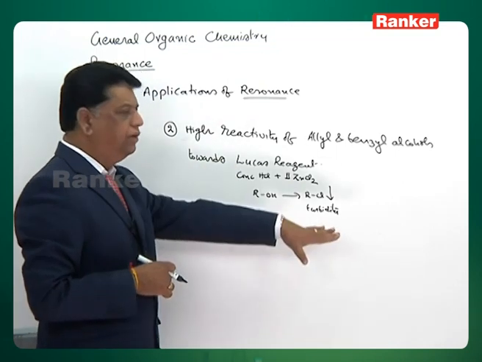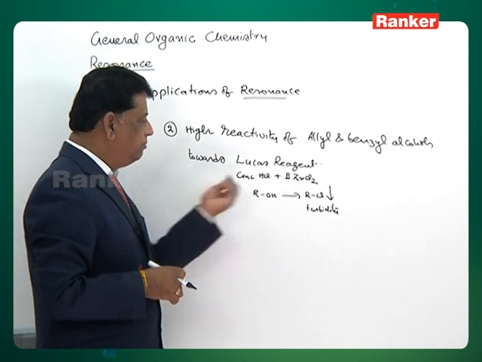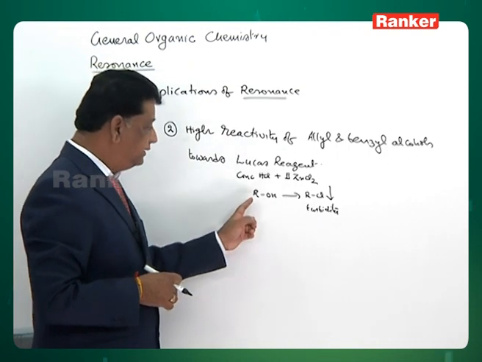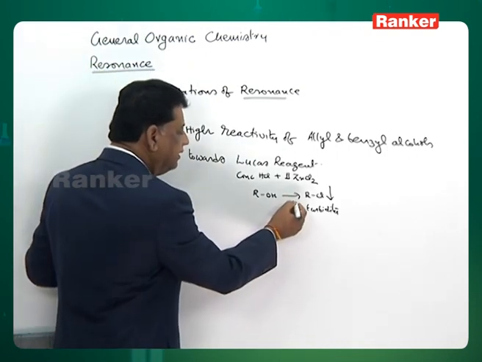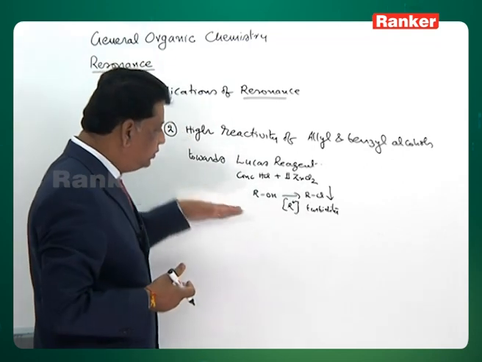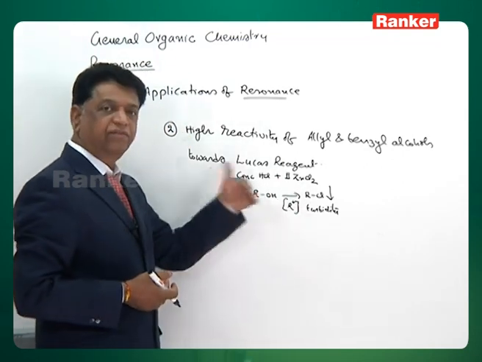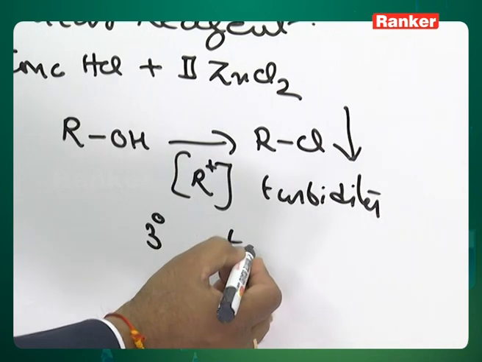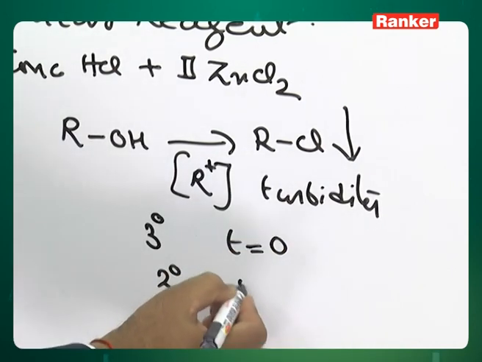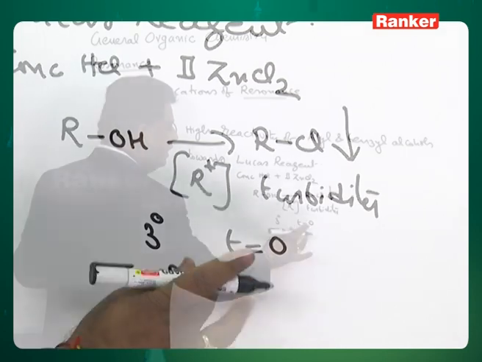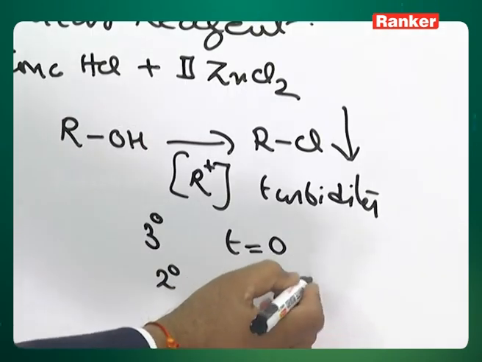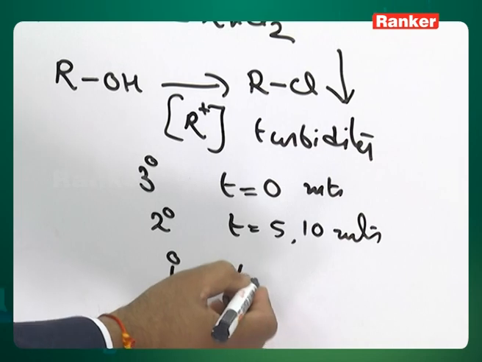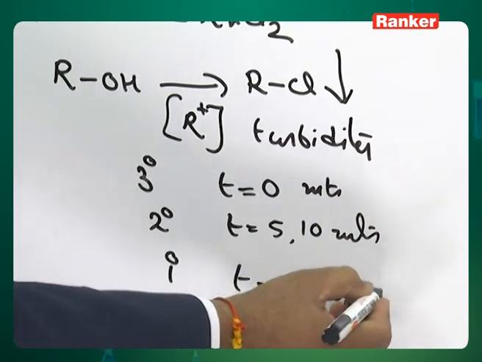This concept we have applied to the different types of alcohols. Tertiary alcohols give this reaction fast, therefore immediate turbidity, 0 minutes. Secondary alcohol takes 5 to 10 minutes, because the reaction passes through a carbocation. The more stable the carbocation, the faster the reaction. So tertiary is 0 minutes, secondary is 5 to 10 minutes, and if primary is taken, the time will be infinite, or only on heating.